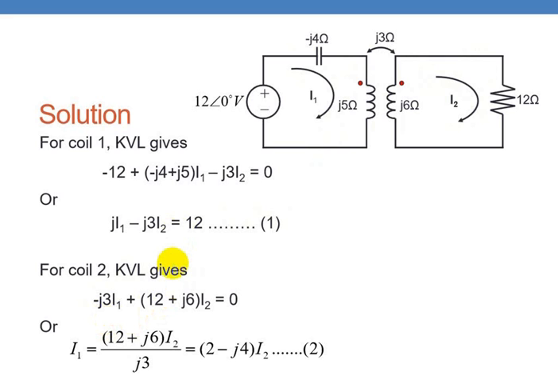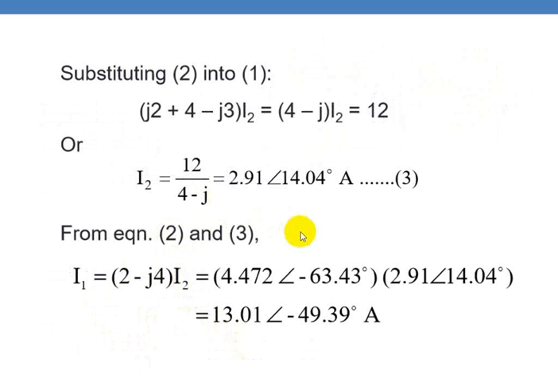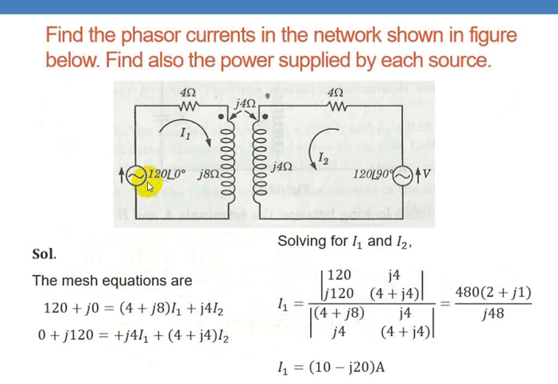Either by Cramer's rule you can solve it. You have two equations in terms of I1 and I2. Otherwise, by the subtraction method, you find out the currents I1 and I2. These are the values: I2 is 2.91 at an angle 14.04 ampere, and I1 is 13.01 at an angle minus 49.39 ampere.